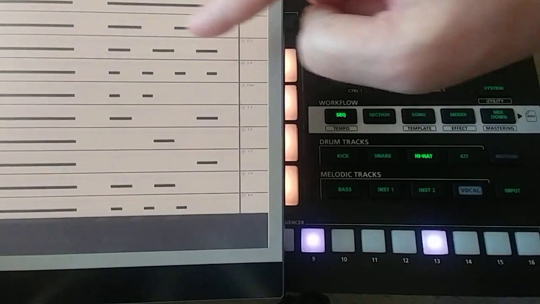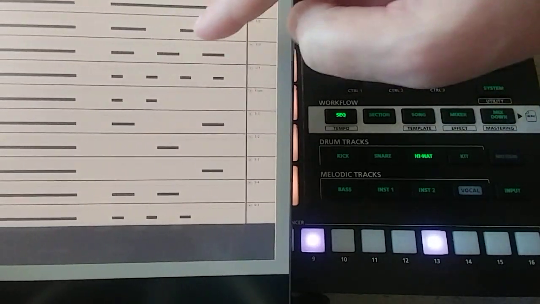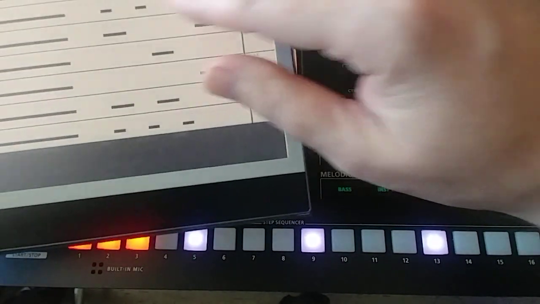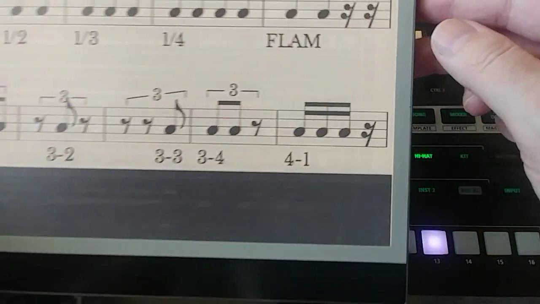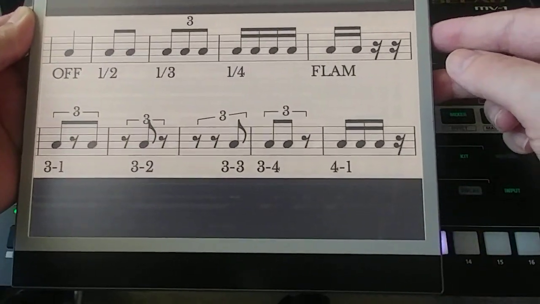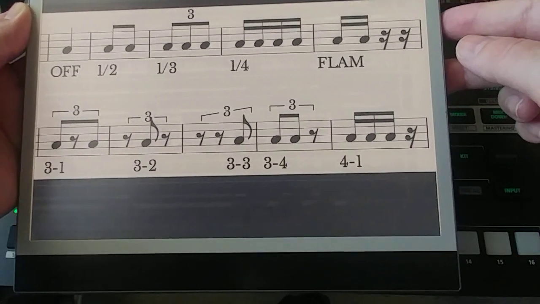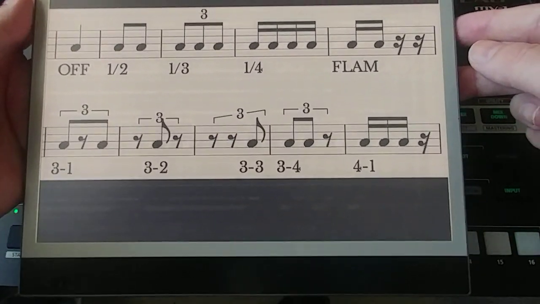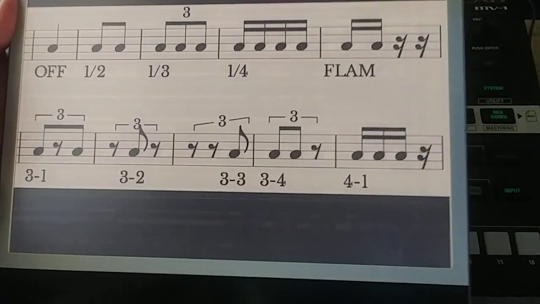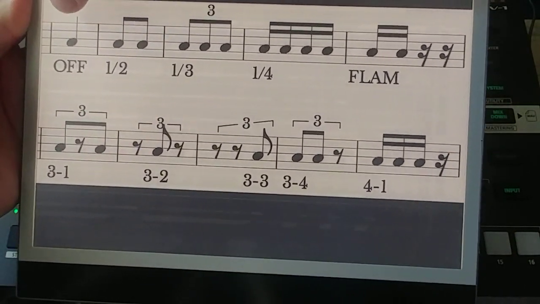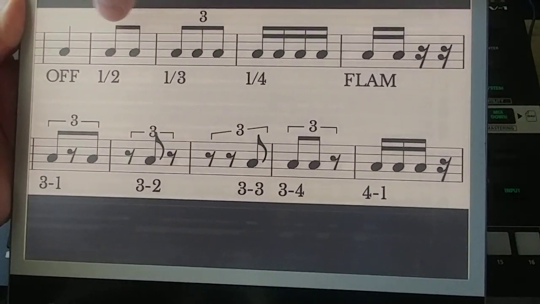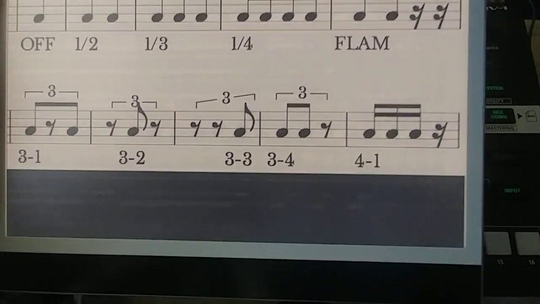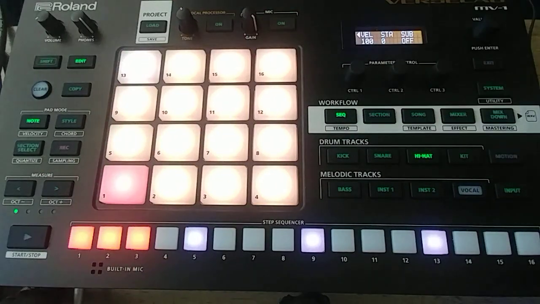The 1/2 divides it into 2, the 1/3 divides it into 3, etc. I've also taken the time to do that in music notation. Sorry, it's a bit close here, but that's also saved in the file in the description that you can download, so you can see what these do. This is assuming a quarter note is the step, and half would divide it into 2, a third would divide it into 3, etc. Anyway, that's how that works.